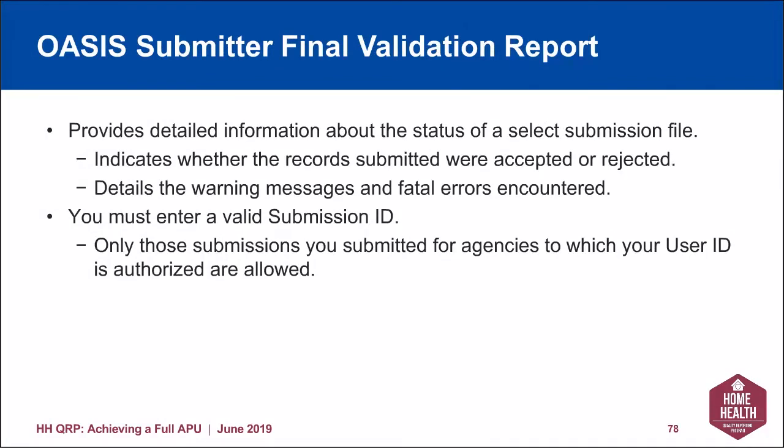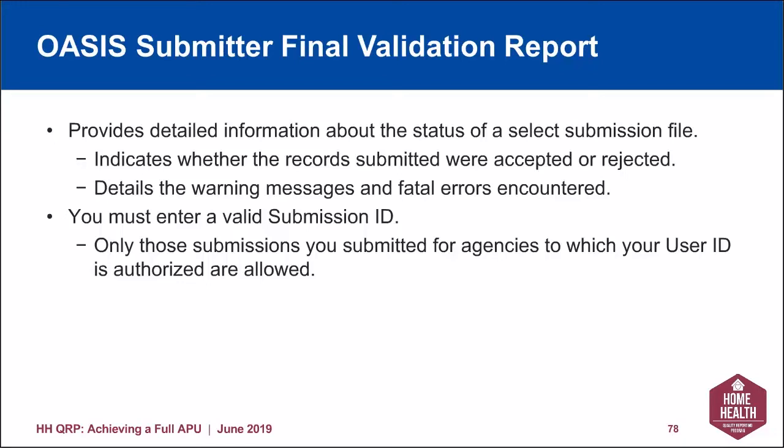The submitter final validation report has to be manually requested. This provides detailed information about the status of a specific submission file. It indicates whether the records submitted were accepted or rejected, details the warning messages and errors. The contents of this report are very similar to the ASAP system generated report, but the submitter report will display the error details for records that could not be processed by the system because the provider associated to the file could not be identified.